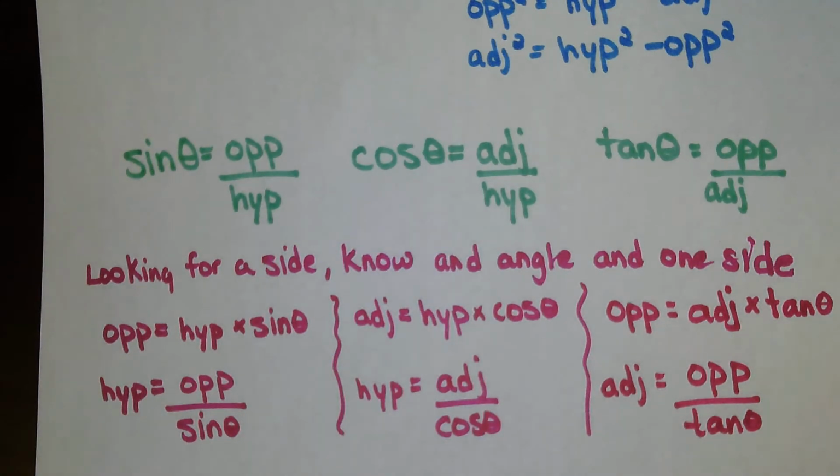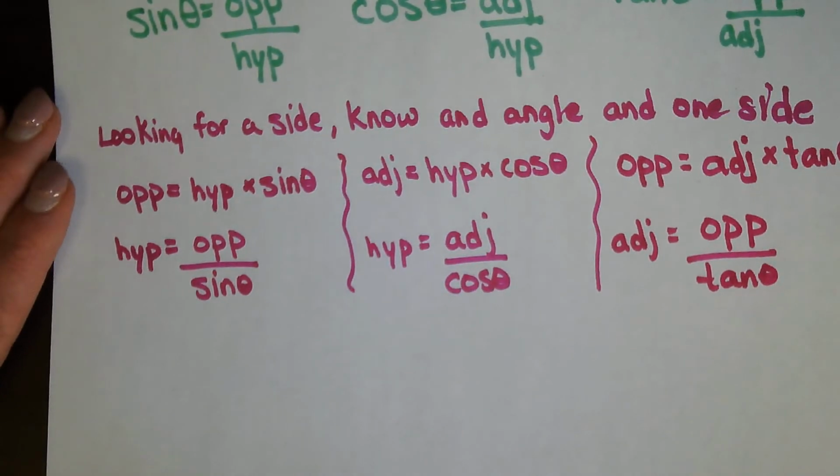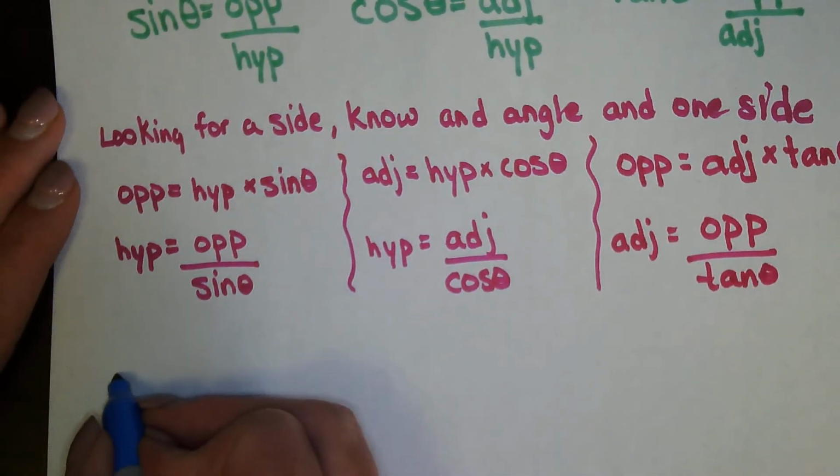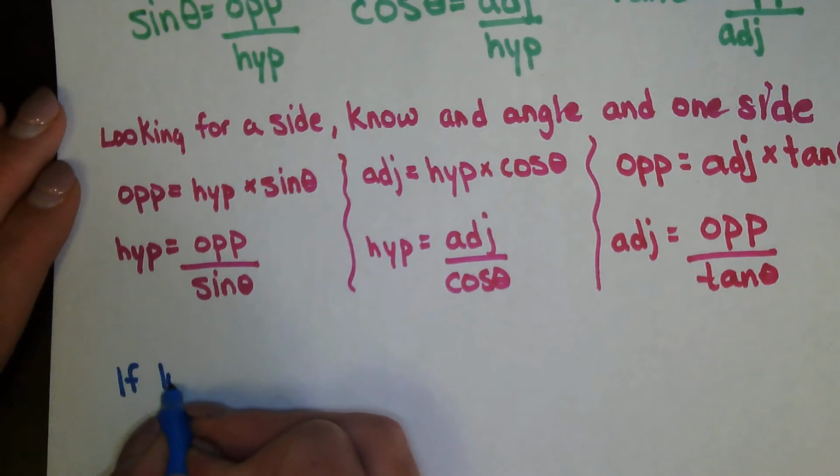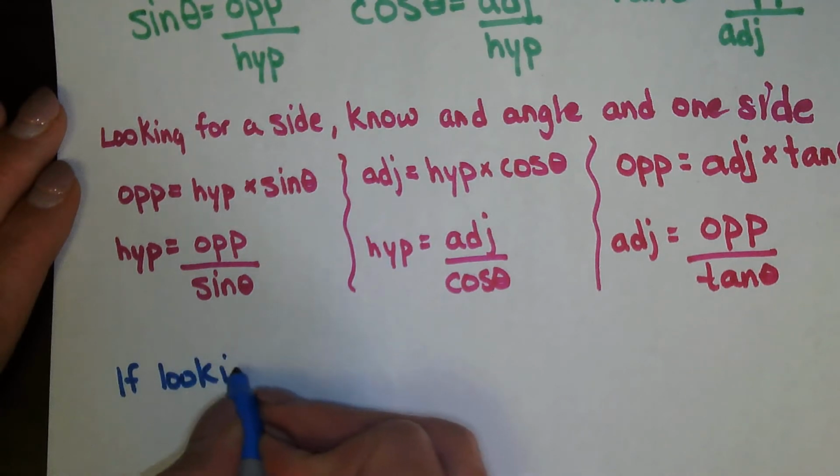Leave that there for a second. You can pause it if you'd like to take that down, put it on a cheat sheet or something that you can reference easily as you go. Okay. And the last part I'll just mention is if I'm looking for an angle and I'm given two sides.